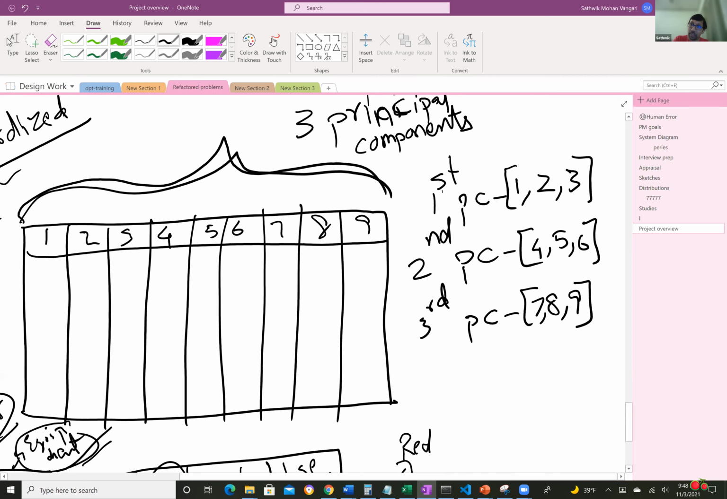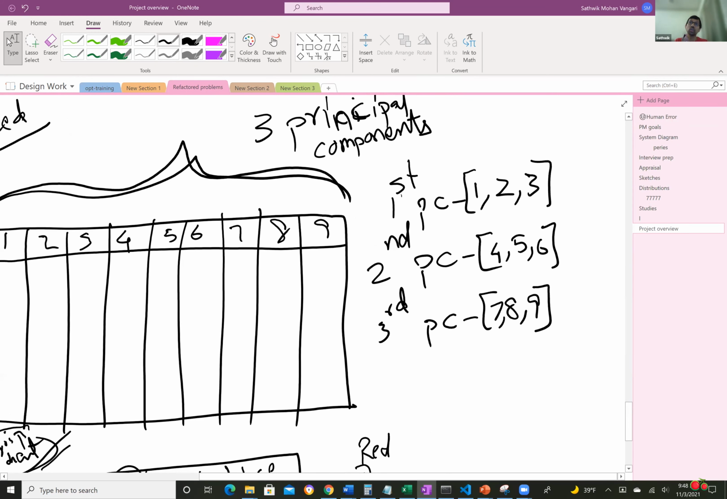So what principal component analysis does, it doesn't necessarily throw away this information. It looks at which of these variables have high variance, right? The higher the variance, it means that the more it might affect the target variable. That's an assumption that PCA makes.